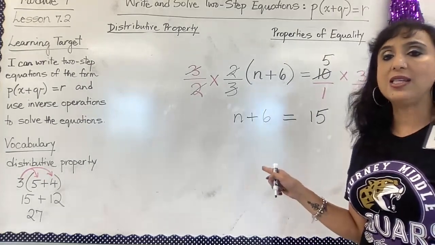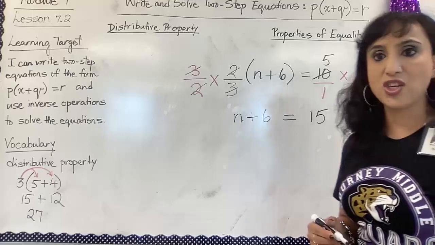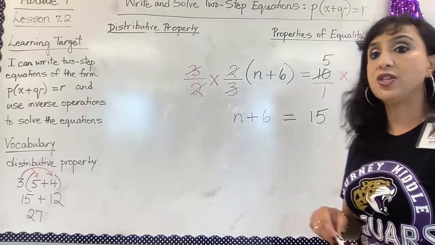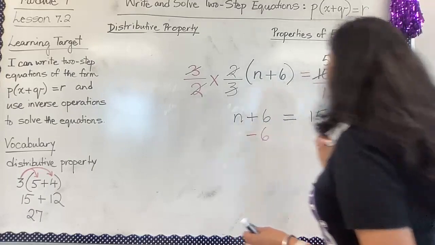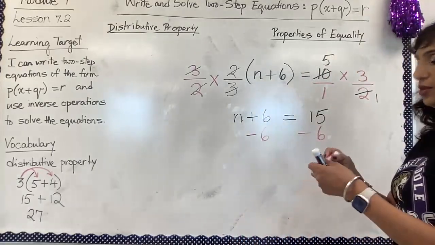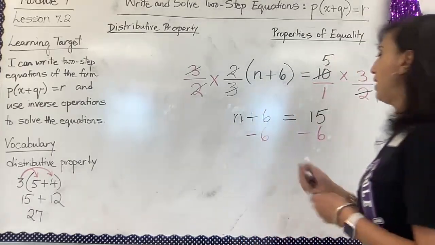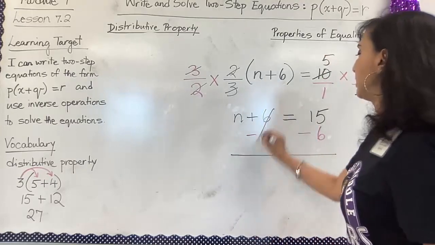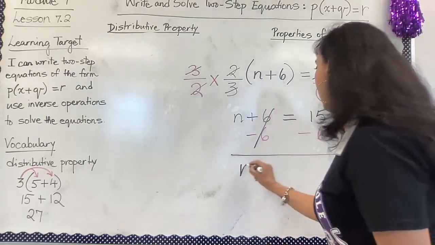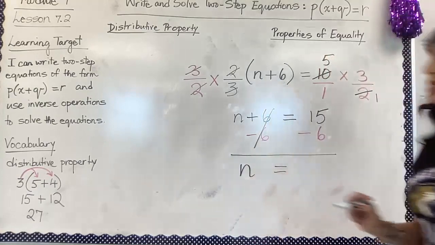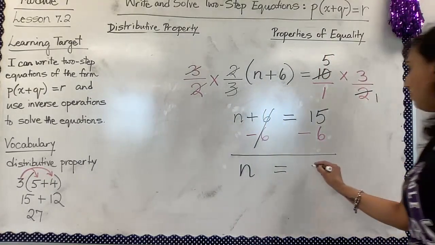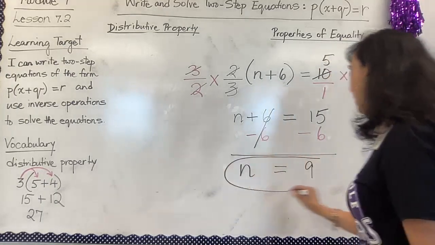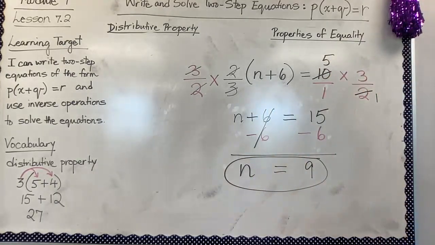So the inverse of addition is the subtraction property of equality. So I am going to subtract 6 from both sides of the equation to maintain that balance. And so 6 minus 6 gives me 0. I have n is equal to 15 minus 6, which is going to give me 9. So n is equal to 9.